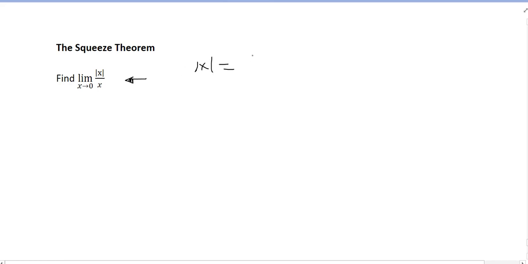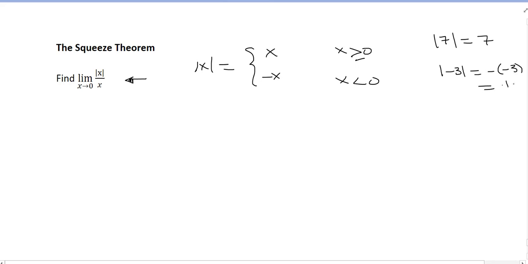Here we have to use the definition of the absolute value of x. The absolute value of x is a piecewise function that tells us it's x when x is greater than or equal to 0, and negative x when x is less than 0. This makes sense if you think about taking the absolute value of a number. If you take the absolute value of 7, you get 7. But if you take the absolute value of negative 3, this is telling you to do the opposite. When x is negative, we give the opposite. So it'll be negative of negative 3, which is positive 3.